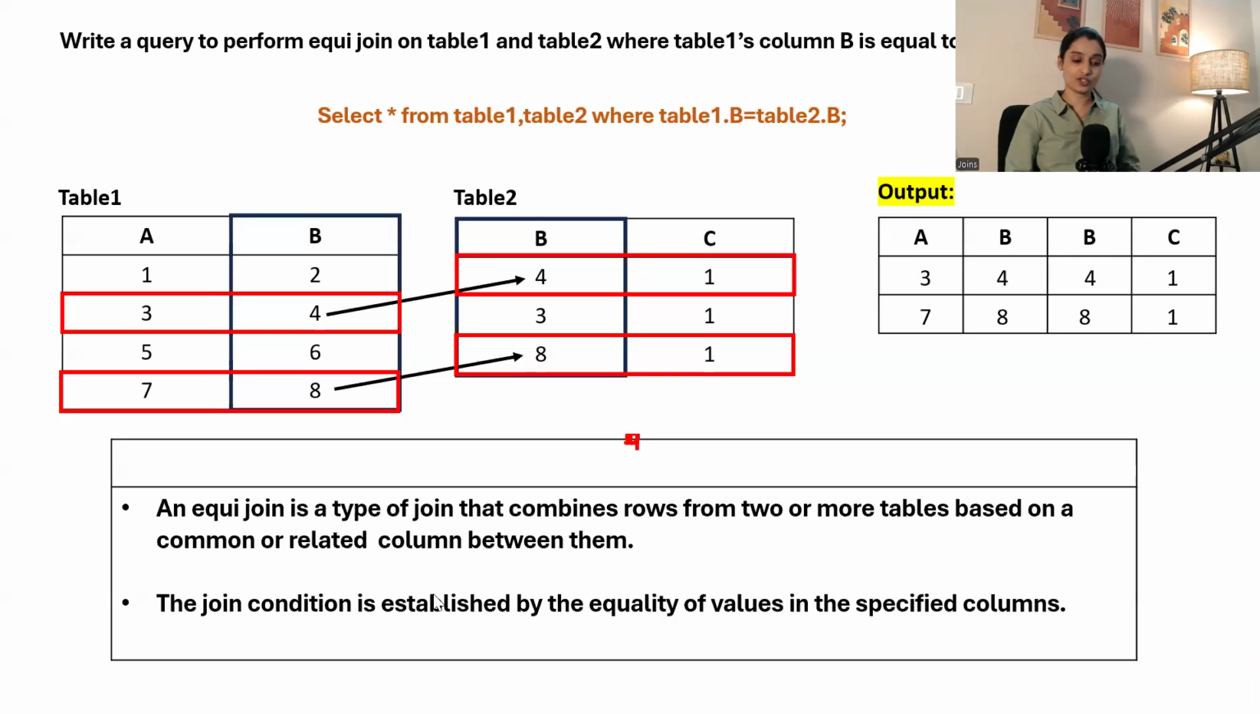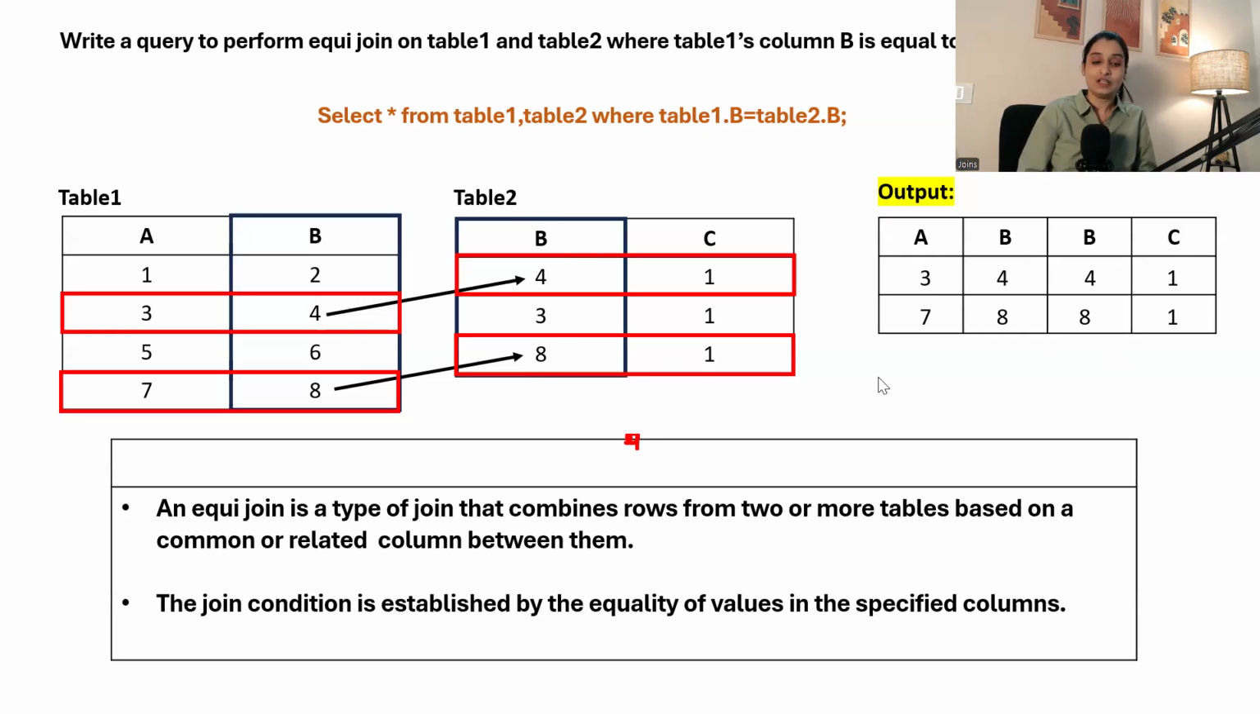The join condition is established by the equality of values in the specified columns. Okay, too technical, this second point, right? So in the easiest way, you can remember, equi returns matching rows based on this condition. Sorry, not matching columns, matching rows. So from this B column of table 1, what all the matching records are there for the B column of table 2? You can check, only matching rows you got in your output.